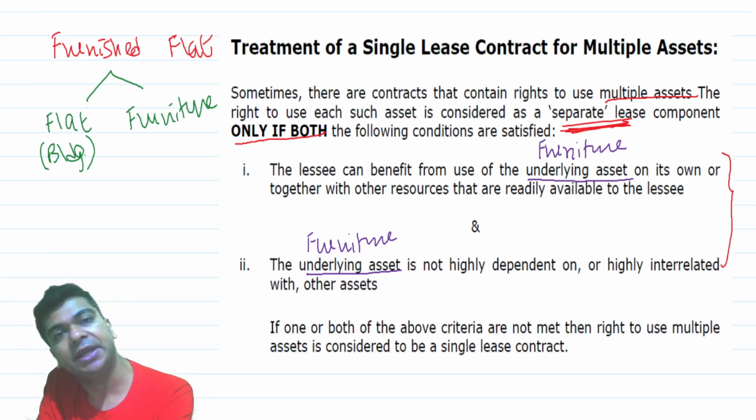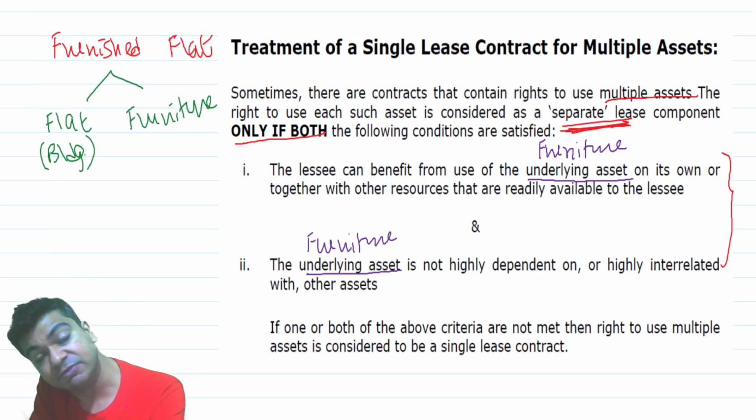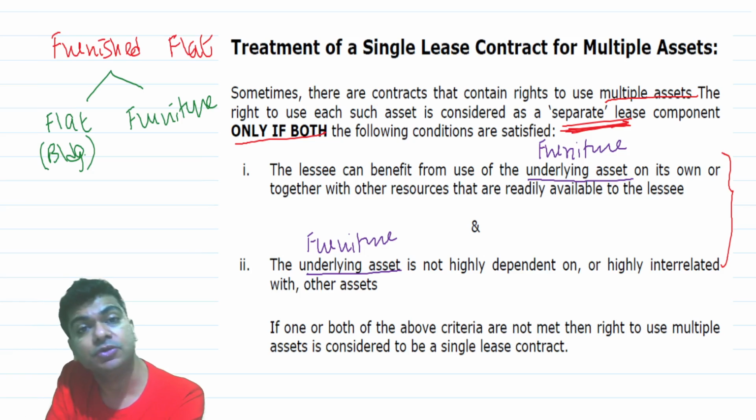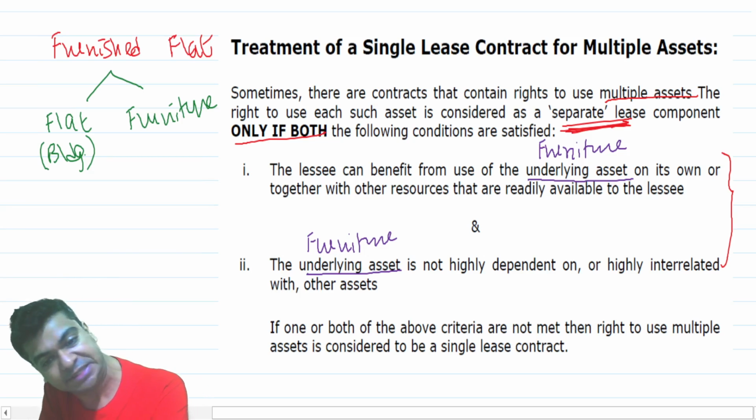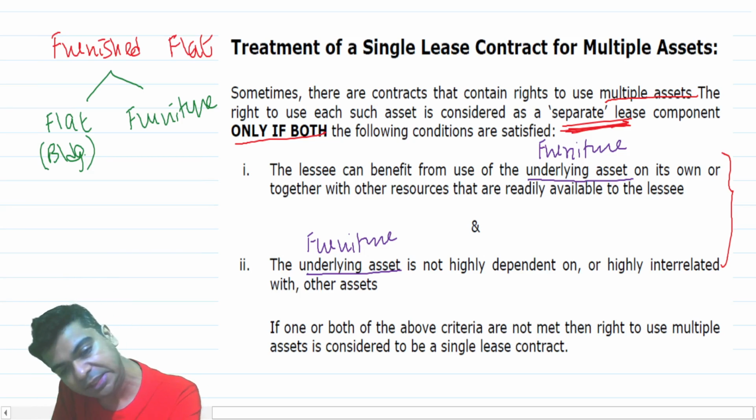Without the flat, the dining table will not really make any sense. Without the flat, the chairs will not make much sense, isn't it? Without the flat, the sofa sets will not make really any sense. And similarly, all this furniture, they are saying it is not highly dependent.